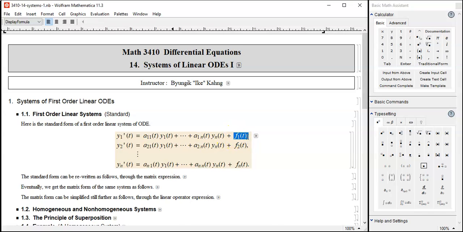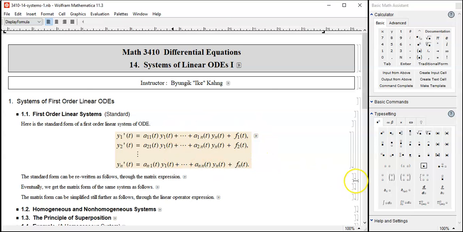plus 0 degree part, which we call non-homogeneous part. Now, all these are 0. If f1, f2, f3, all these are 0, then we call this system homogeneous. If there is at least one non-zero, then this is non-homogeneous. This kind of thing is called the standard form.